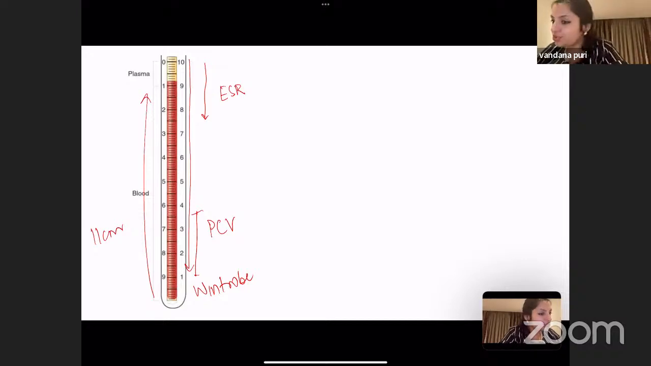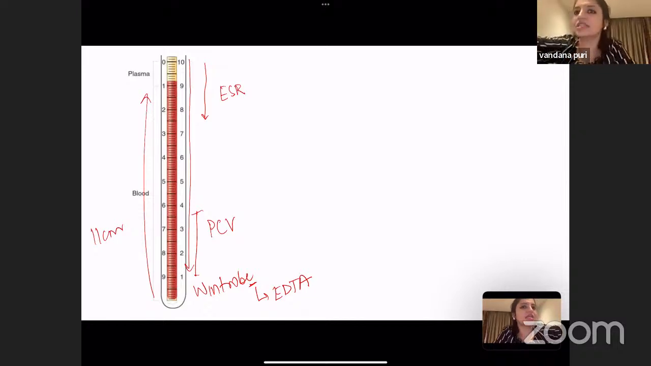So why can you do this? Because it's a tube, so it can be centrifuged, and it's a smaller tube. It's an 11 centimeter tube. So yes, we can see both ESR and PCV in Wintrobe's. And what is the anticoagulant? It ends with E. So the anticoagulant that we use for Wintrobe's tube is EDTA. Okay, so what is the anticoagulant that we use here? It is EDTA. So that should be very, very clear to everyone. So that is about vacutainers and the anticoagulants, guys.